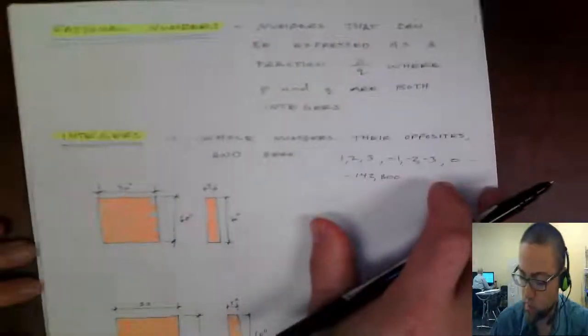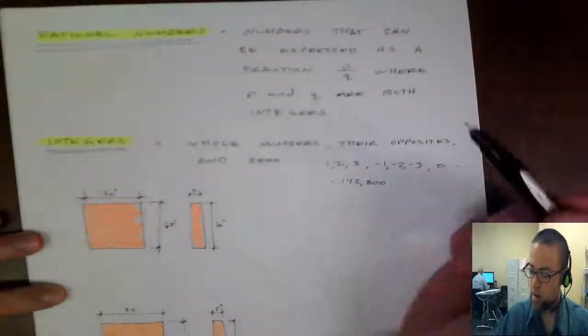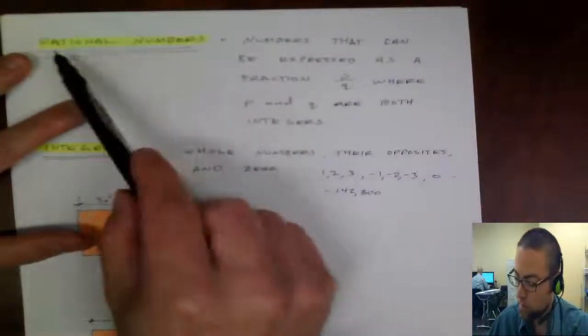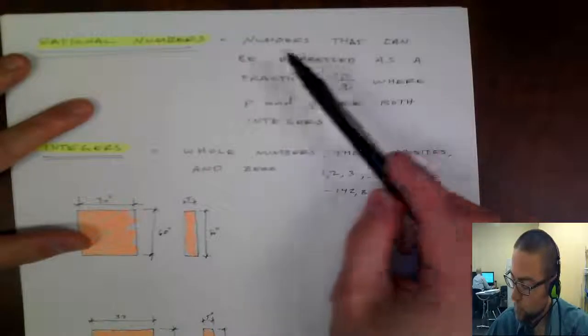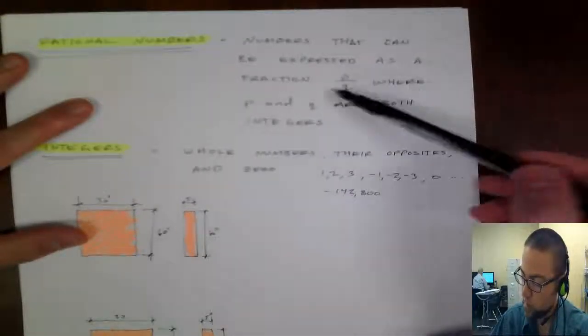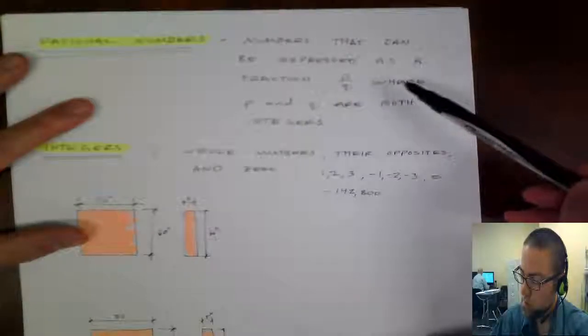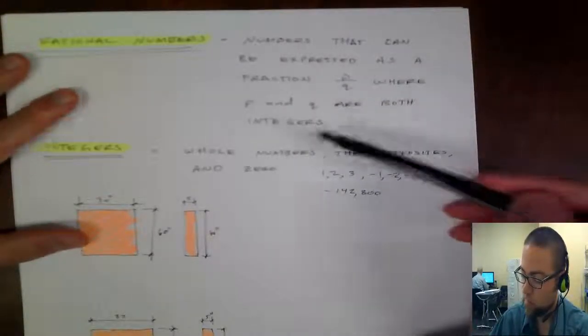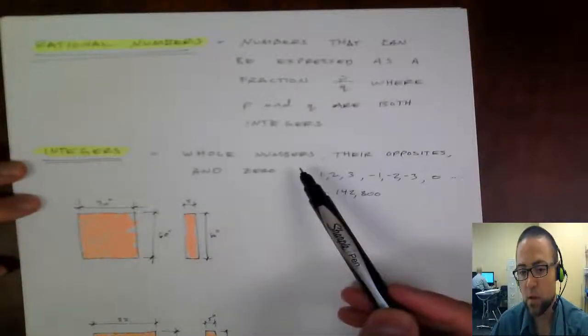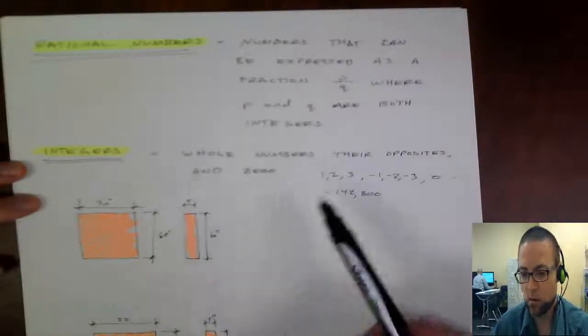Hello, everybody. We're talking about rational numbers here and what rational numbers are. So here's the definition. Rational numbers are numbers that can be expressed as a fraction, for example p over q, where p and q are both integers. So what are integers? Integers are just whole numbers, their opposites, and zero.